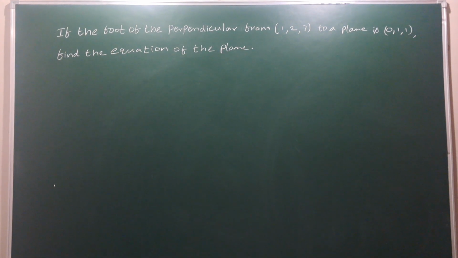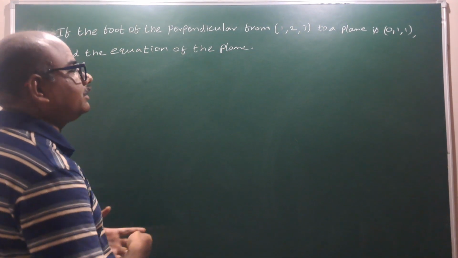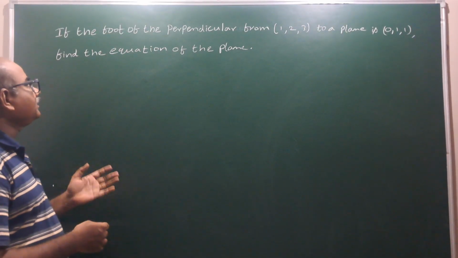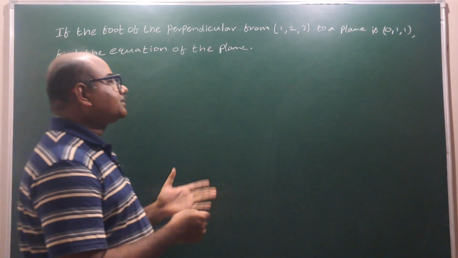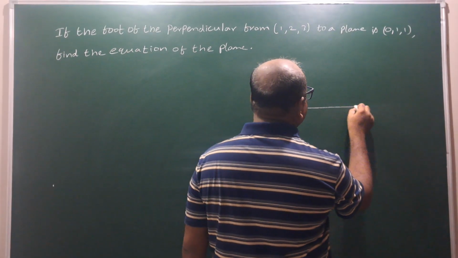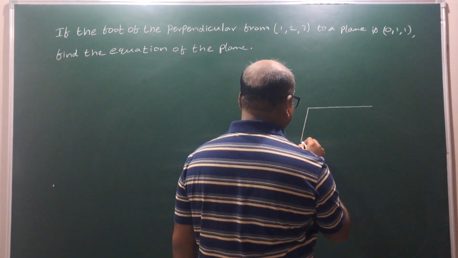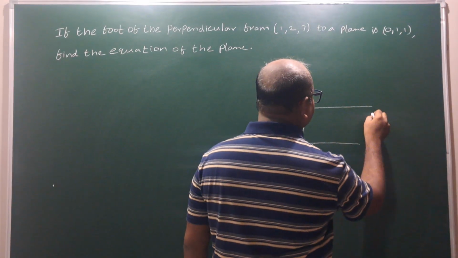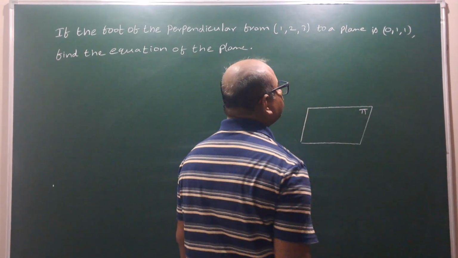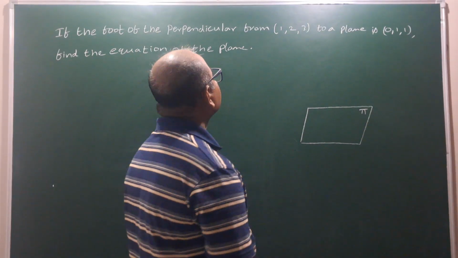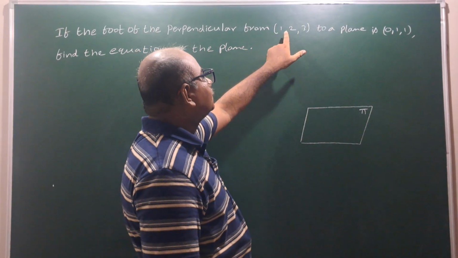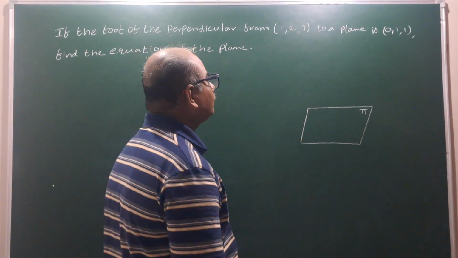Next problem: if the foot of the perpendicular from (1, 2, 3) to a plane is (0, 1, 1), find the equation of the plane. Okay, so that is given. Let us take one plane like this, in parallelogram shape. This plane is represented by pi. Given the foot of the perpendicular from this point to the plane is (0, 1, 1).